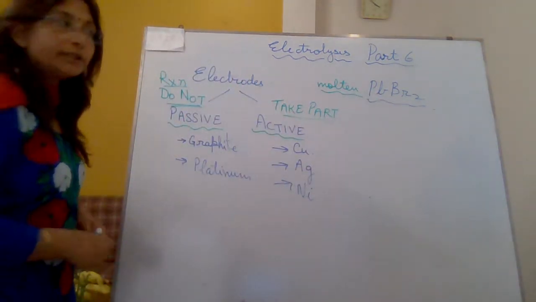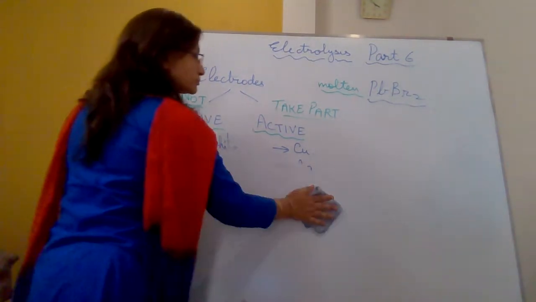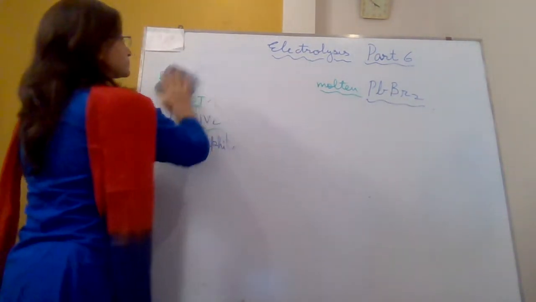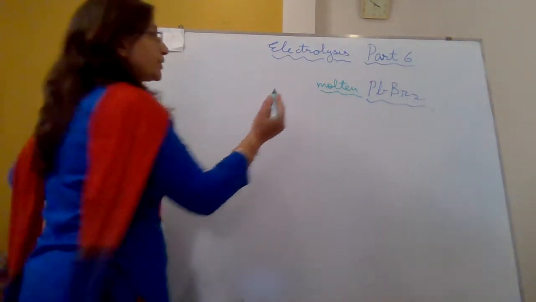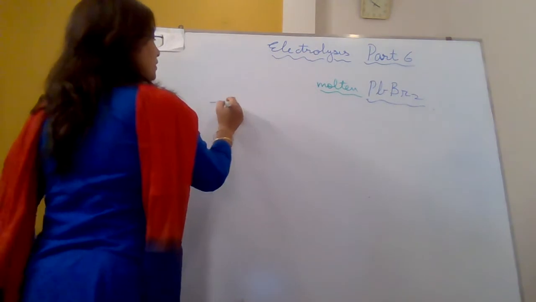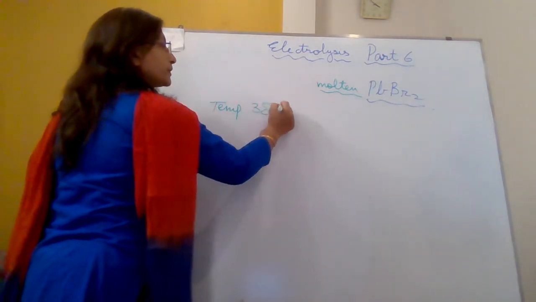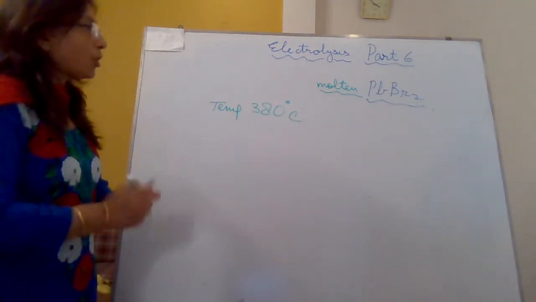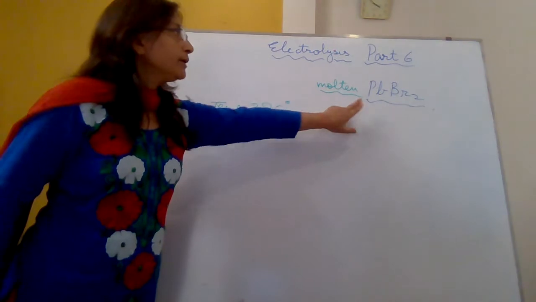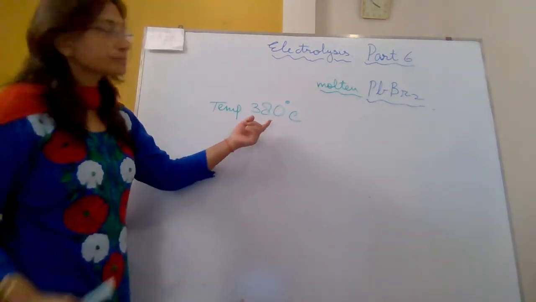This is your molten lead bromide, and we are going to electrolyze it using a temperature of 380 degrees C. Why 380 degrees C? Because the lead bromide melts at 380 degrees C.